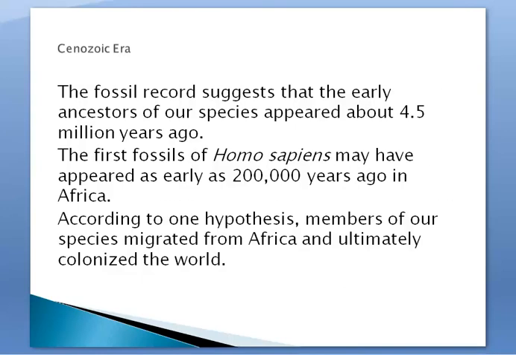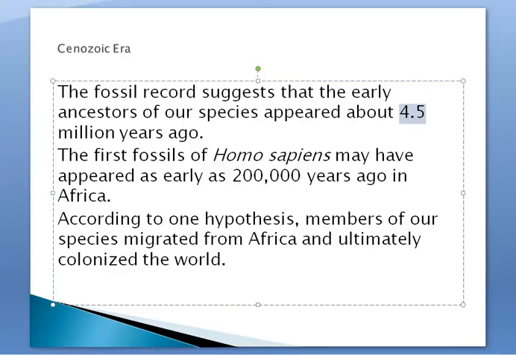And then our fossil record suggests that early ancestors of our species appeared about 4.5 million years ago. So the early ancestors of humans appeared about 4.5 million years ago. And the first fossils of Homo sapiens, which is our scientific name for humans, may have appeared as early as 200,000 years ago in Africa. And according to one hypothesis, members of our species migrated from Africa and ultimately colonized the world. So early humans came along during this time period, and it was about 200,000 years ago that they think.